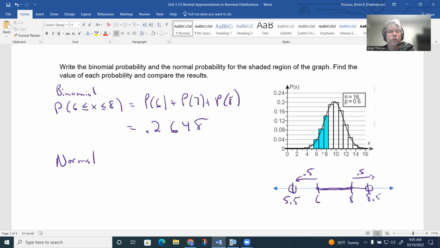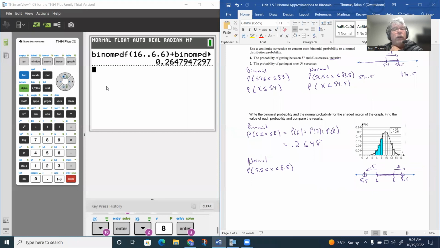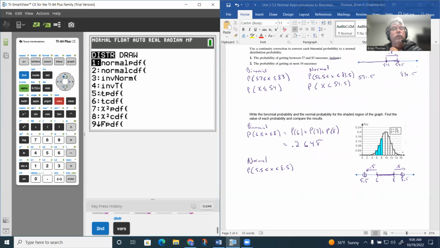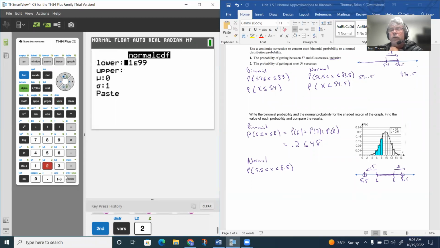So my normal is now going to be the probability of 5.5 as my left bound is less than x, which is less than 8.5. That's going to be our normal distribution. So remember, this is the cumulative function on our calculator. So again, if we use our calculator here, I'm going to slide this over again. If I do the normal distribution, I'll go back to distribution, and number 2 is the cumulative one. Notice that we do have a lower bound, which is the 5.5.